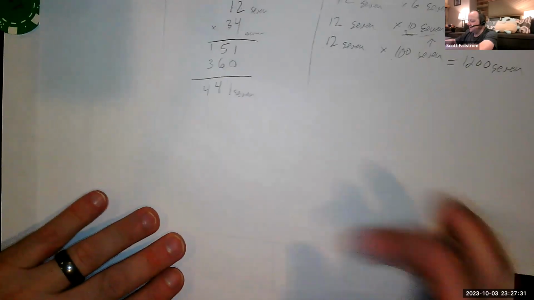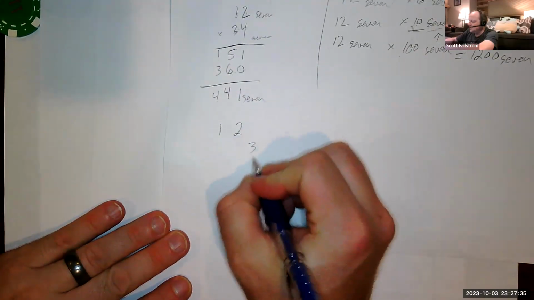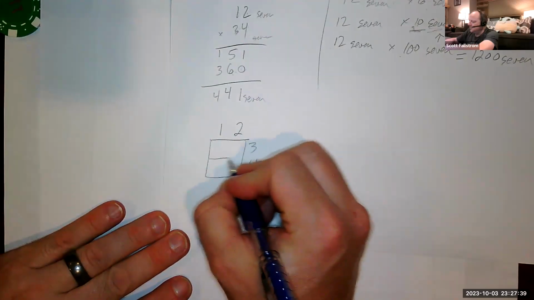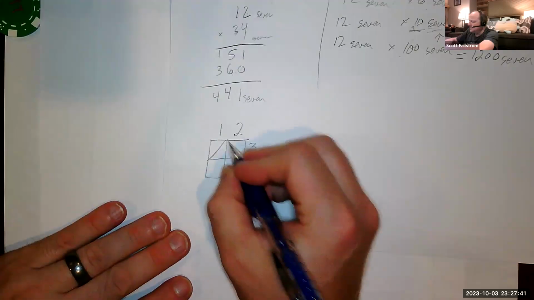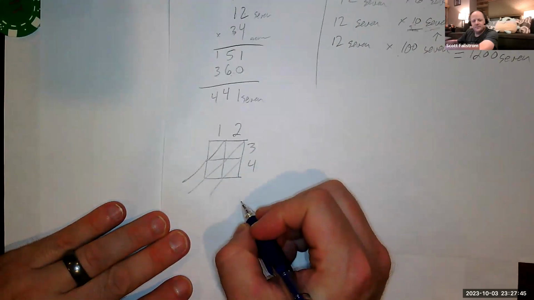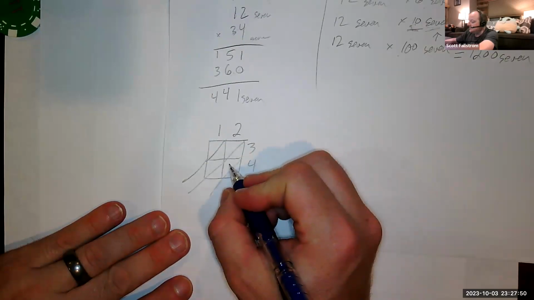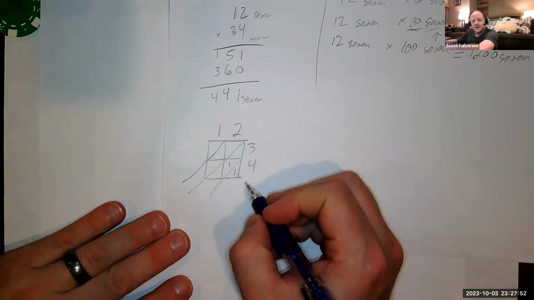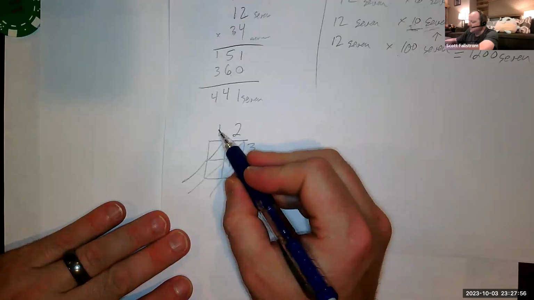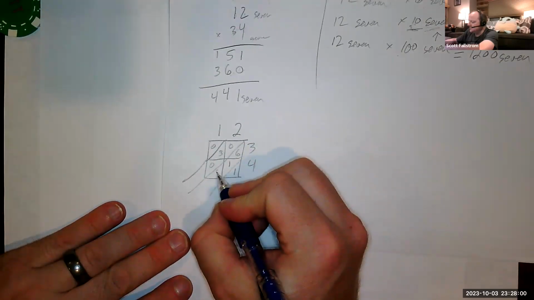Using other pieces from the textbook, you could have done this with the lattice. So 1, 2 here, 3, 4 here. Make your grid and do your diagonals. Okay, 4 times 2 is 8, and 8 is one group of 7 and a 1. 2 times 3 is 6, so I'd put a 0, 6. 3 times 1 is 3, 0, 3, and 1 times 4 is 4, so 0, 4.